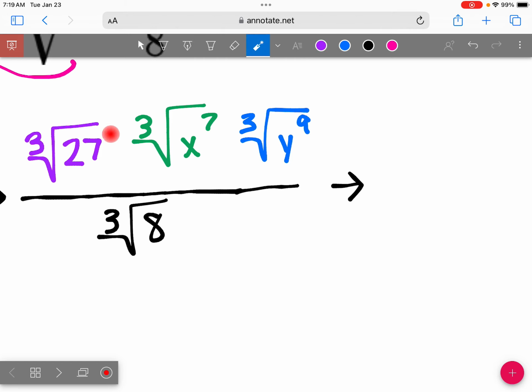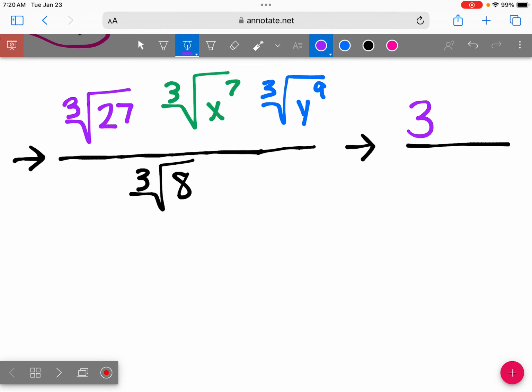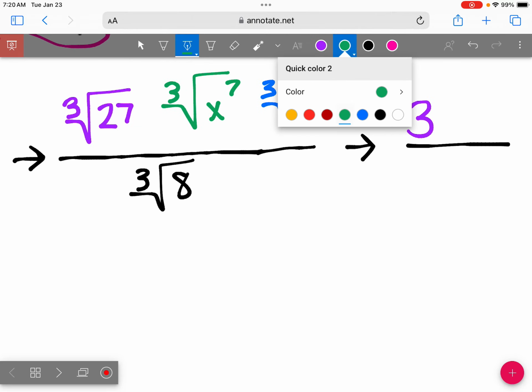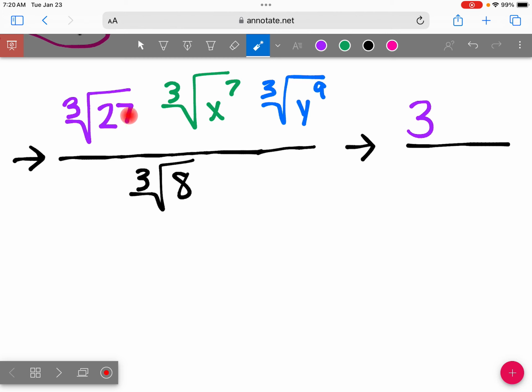So let's start with this one here. What is the cube root of 27? 3, because 3 cubed is 27. So that purple thing just turns into a 3. And you can also do that one by typing it into your calculator. I'm going to write the next one down. Our cube root of x to the 7th.